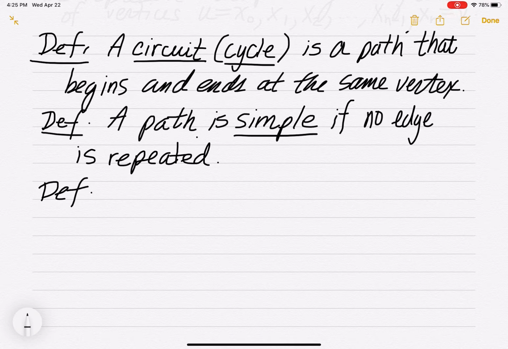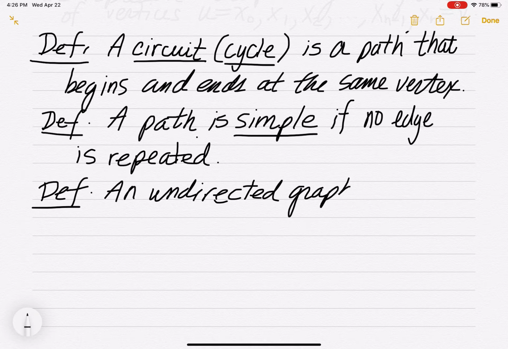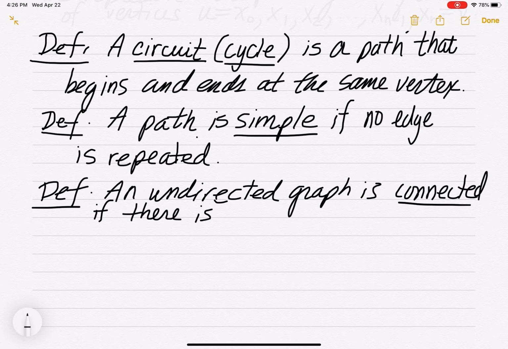What does it mean for an undirected graph to be connected? So this is a graph without arrows. An undirected graph, it's a graph without arrows, is connected if there is a path between every pair of vertices. That's what we're defining.